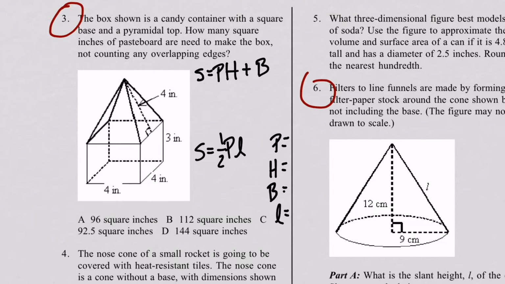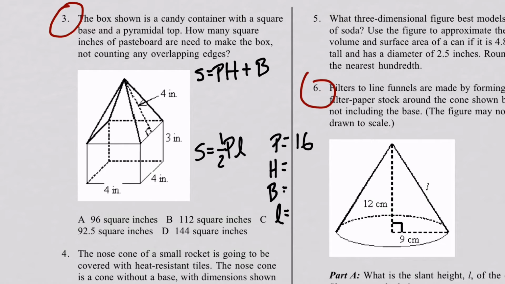Just plug them in. So let's start with P for the perimeter. As you can see, the base is a square, so the perimeter is going to be 4 plus 4 plus 4 plus 4, or 16. The height, this capital H represents the height of the prism, right? It's over here.